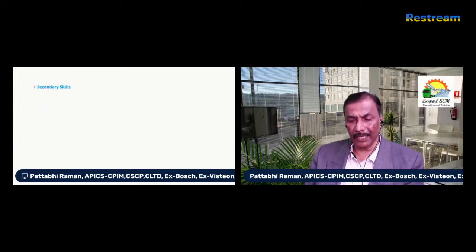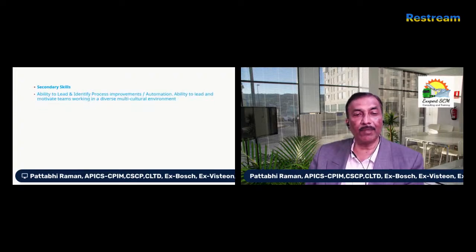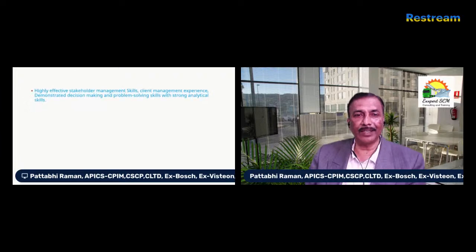Coming to the secondary skills, they are also talking about ability to lead, identify process improvement, automation, ability to lead and motivate teams in a multicultural environment. This is also a repeat statement. We have seen a similar statement earlier also. It is totally a repeat. It's unfortunate, most of these companies, I don't know whether they are reading the JD or just copying and pasting. I advise them to check what they are doing.